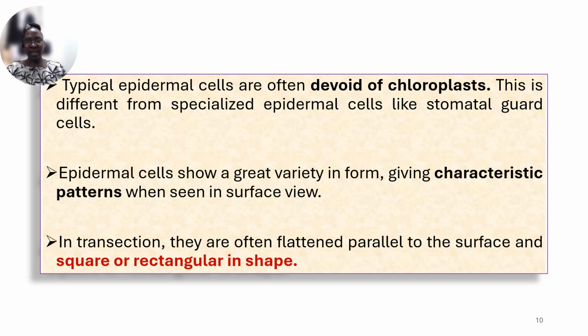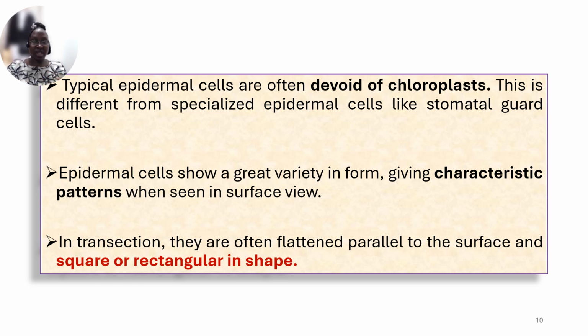So typical, like I said, something about specialization. So typical epidermal cells are often devoid of chloroplasts. They are not specialized to perform any function apart from that of the epidermal cells. This is different from specialized epidermal cells. For example, the stomata guard cells. Those are epidermal cells that have been specialized to perform in opening and closing of the stomata.